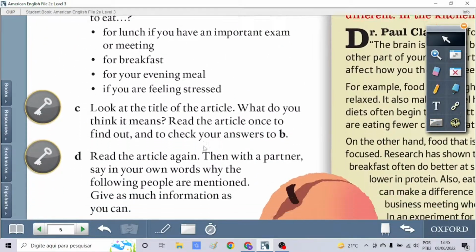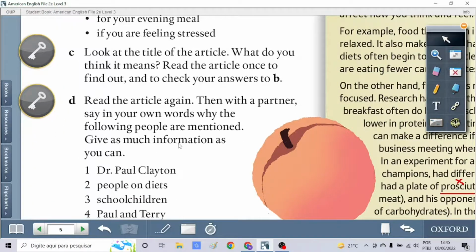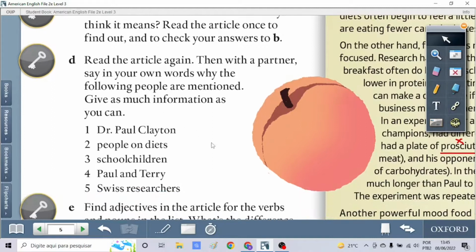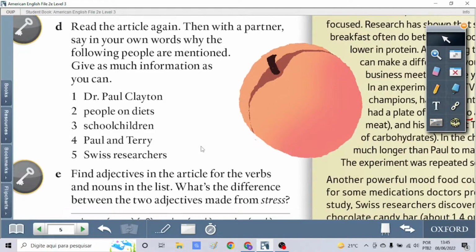Exactly. Just the relationship to what you eat and how you feel after eating this kind of foods. Okay? Now, let's try to read this article once again. And you're going to say with your own words why the following people are mentioned. Please pause the video now and write what you got from the text, what is said or mentioned about these people or things in the text.